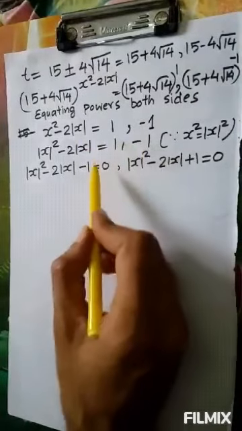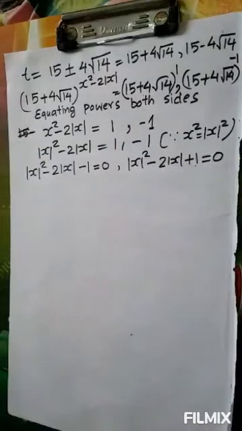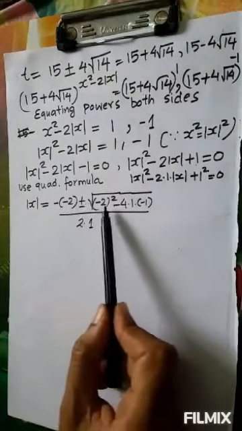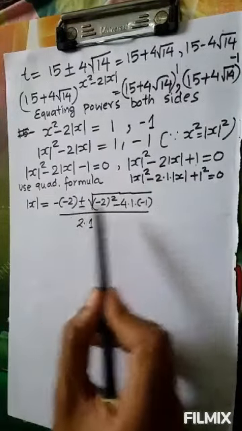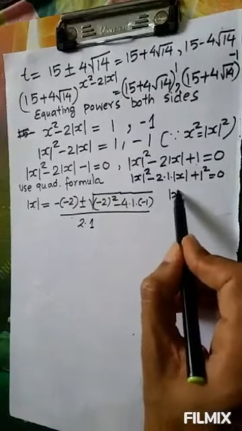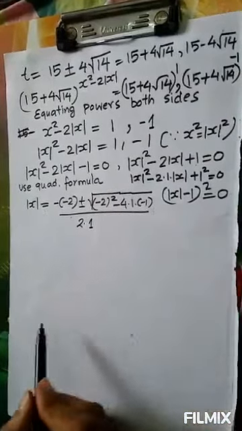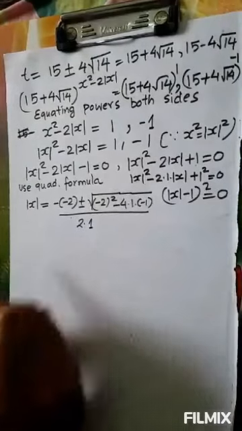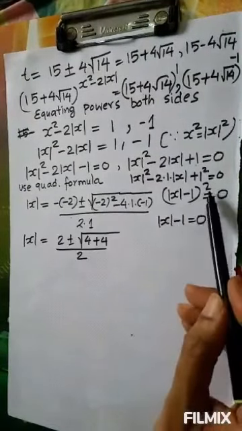Taking 1 here and minus 1 here, we will get minus 1 and plus 1 respectively. Now we will solve these two quadratics. Using the quadratic formula, minus b plus minus under root b square minus 4ac upon 2a, we will solve this one, and this one we will write like this, which becomes a perfect square, (mod x minus 1) whole square equals 0. So we got two values, and now let's see. This square equals 0 means mod x minus 1 equals 0, so mod x equals 1.